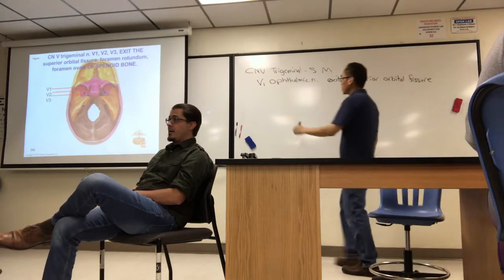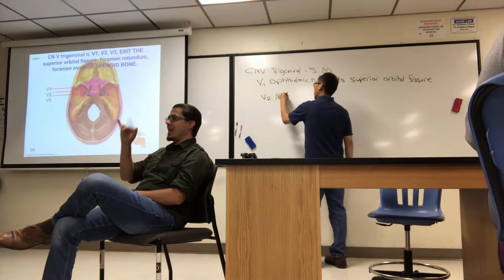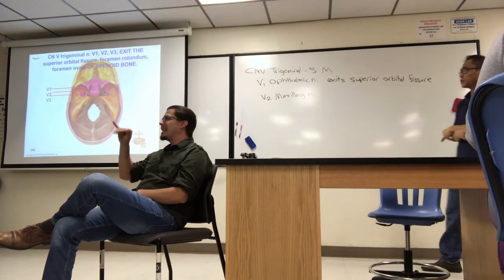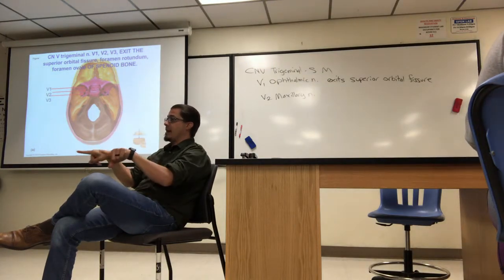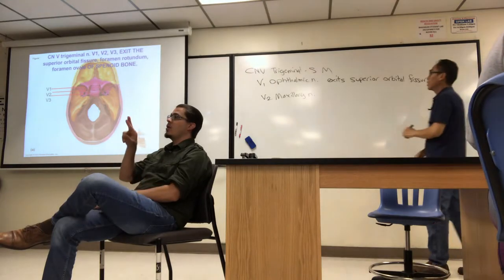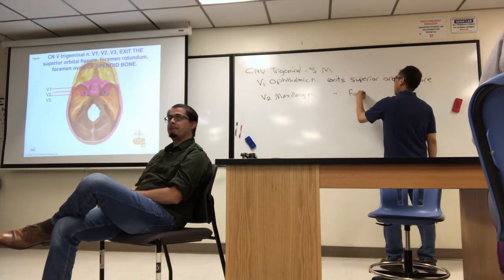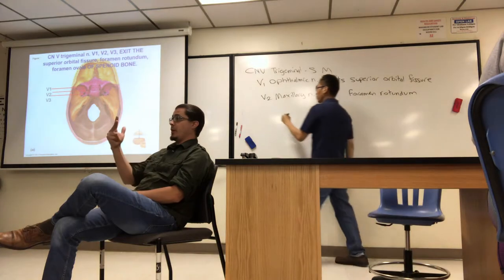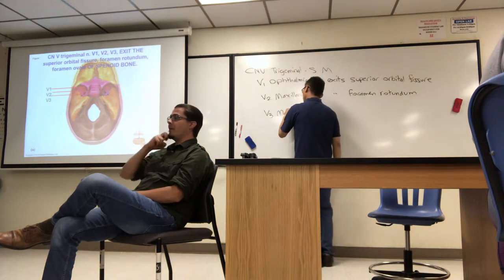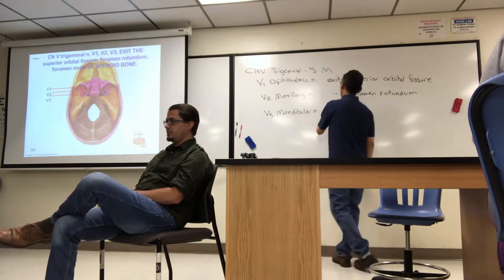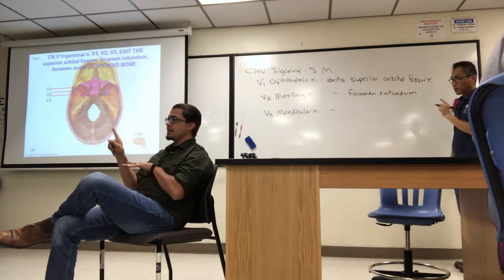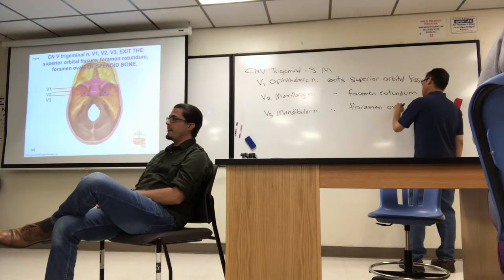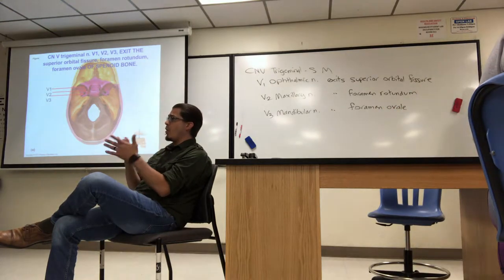V2, maxillary. You can call it the maxillary nerve or maxillary division. It's a division of cranial nerve 5. Anyways, V2 exits foramen rotundum. And then V3 is the mandibular nerve. It exits foramen ovale. You can study all of these exit points on the sphenoid bone.